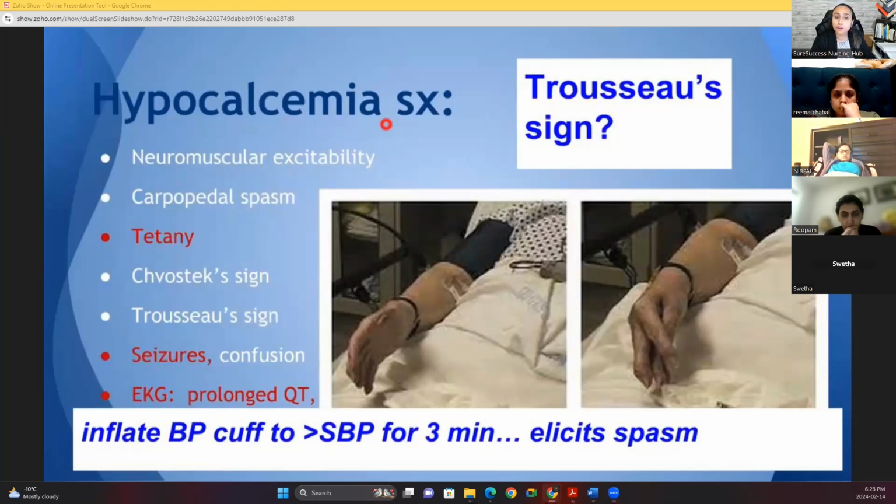Remember, it goes opposite to your body, especially your muscles. Neuromuscular will be excited. Carpopedal spasm, tetany, Chvostek, Trousseau. Your body will have seizures, confusion, and the EKG will show a prolonged QT. And this is a Trousseau sign. This one, the muscles will be getting twitched.